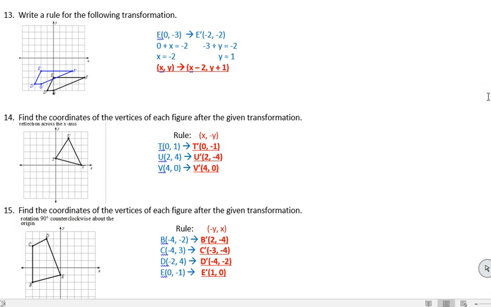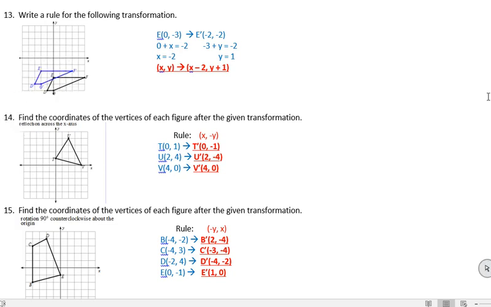So all of you should be able to see that this is a translation for number 13. And there's a couple ways we can do this. We can add an x and a y to the value and find out where it ends. But we can also count. So if we're looking at our E going to our E prime, we're going 1, 2 to the left, and then 1 up. So that's going to be x minus 2, y plus 1. You can do it mathematically, or you can do it the way I just showed you.